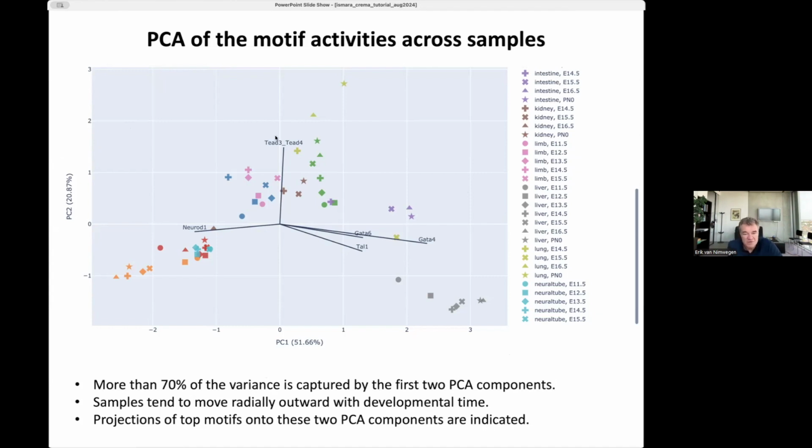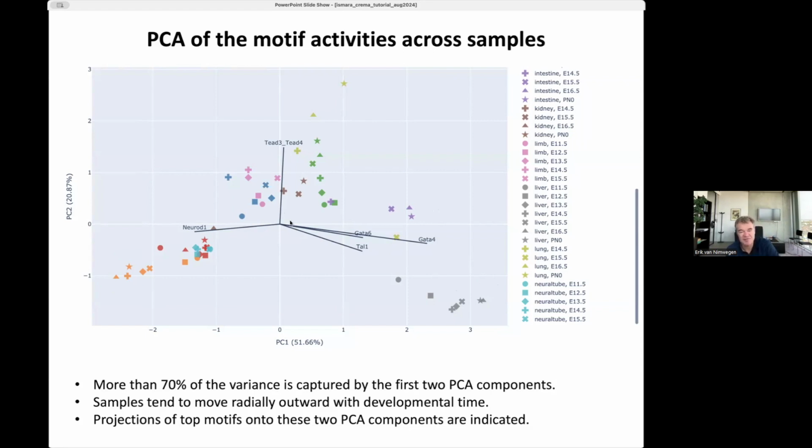And in the plot, we've also shown some of the key motifs that have a lot of projection on these principal directions. You see that to the right here, the activities of GATA-6, GATA-4, and TAL1 go up. To the left here, NeuroD1 goes up. And to the top here, the TEAD3 and TEAD4 transcription factors become more active. Again, the colors are what tissue, and the symbols are what time point.